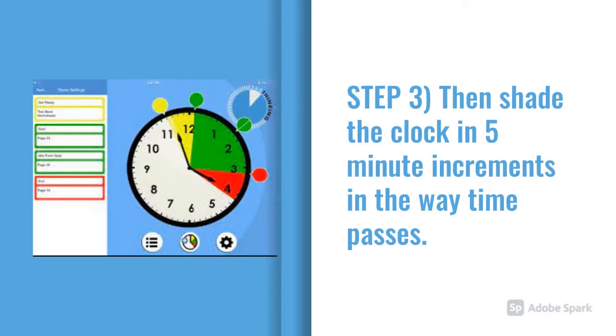Lastly, we shade the clock in using 5-minute increments to help visually demonstrate the passage of time. So if your students had 20 minutes to complete 20 math problems, while shading the clock, you might say something like, we have 5, 10, 15, 20 minutes to complete 20 problems. Then go back and say, by our midpoint, which is in 5, 10 minutes, we should have at least 10 problems done.